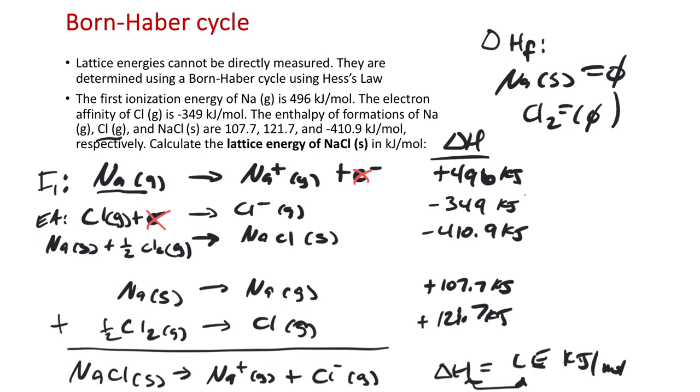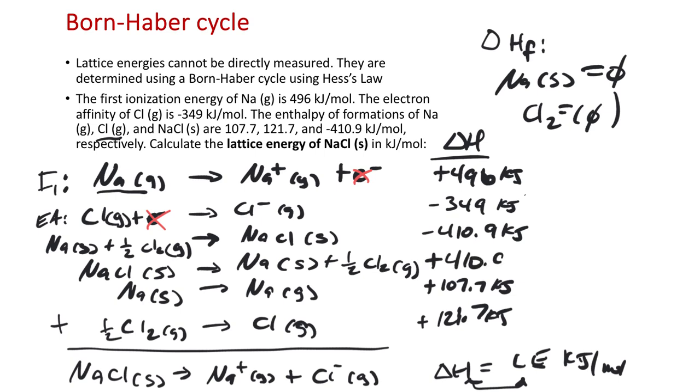So I want to flip this reaction and write it as NaCl solid goes to Na solid plus a half Cl2. Because if I flip this reaction, I know that I just go to plus 410.9 kJs. So I just flip the sign of the delta H here. So I'm going to go ahead and just cancel this whole reaction out because I'm not actually using it. I flipped it. And so now let's go cancel everything out and make sure everything cancels.